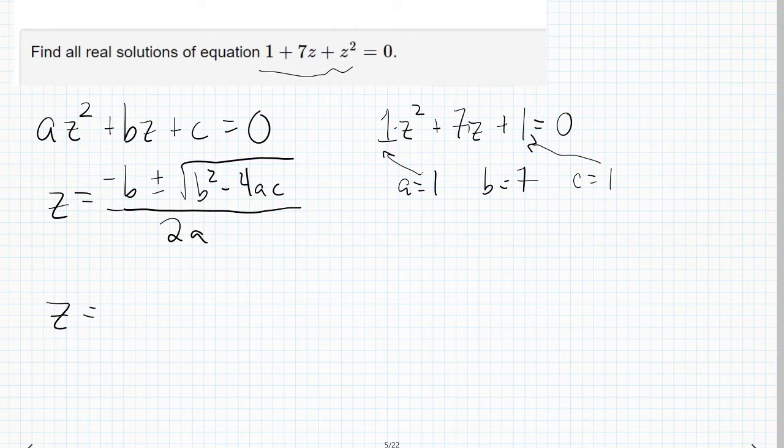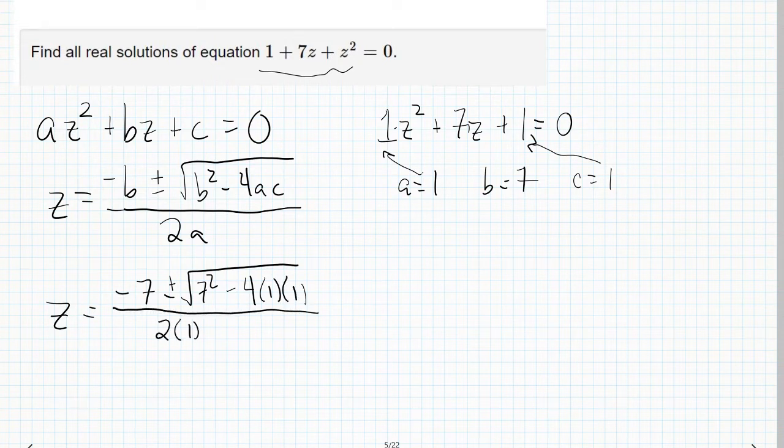So z equals negative b, so that's negative 7, plus or minus the square root of, we're going to square that 7, so 7 squared minus 4 times a, which is 1, and times c, which is 1, all divided by 2 times a, which is 1. So our z equals negative 7 plus or minus the square root of 49 minus 4. 49 minus 4 makes 45, all divided by 2.